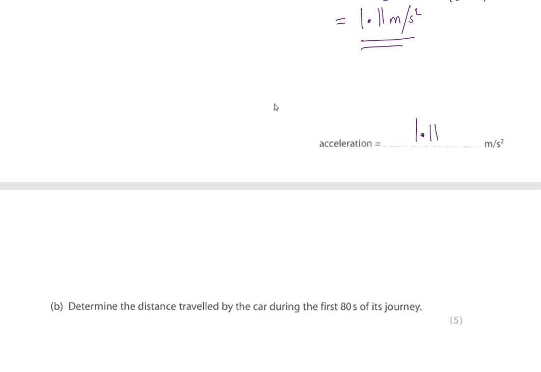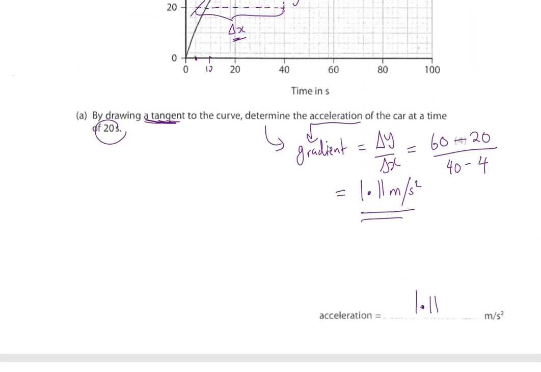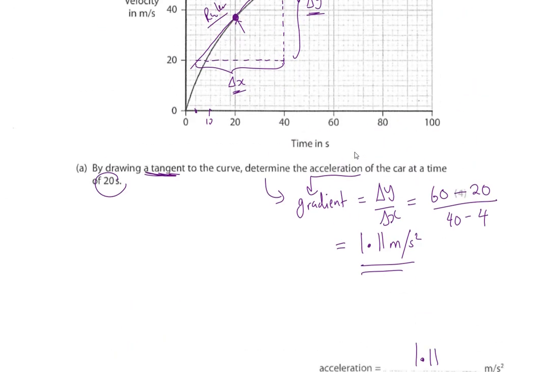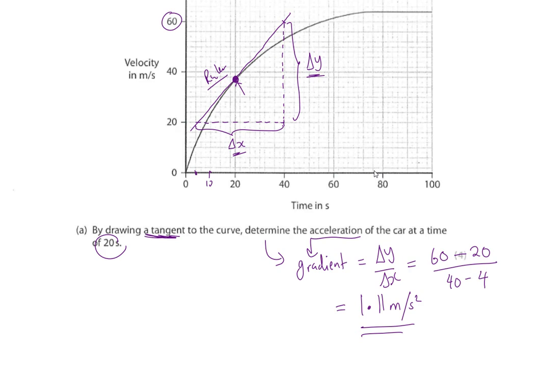Now, this question in particular is looking for the method, so you need to be careful there. How can you work out the distance? The distance is the area under the graph. Now, in the first 80 seconds, let's go back to the diagram and identify the first 80 seconds. The first 80 seconds is here. So we need to work out the area of the whole thing.